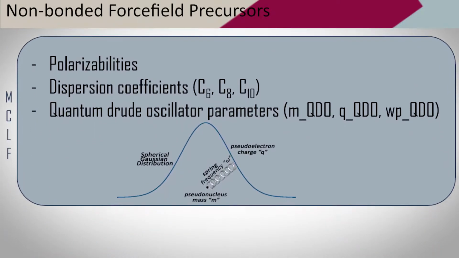Polarizabilities include non-directionally screened, fluctuating, and static-induced polarizabilities, dispersion coefficients, quantum Drude oscillator parameters, which can be modeled with a harmonic spring of frequency omega attached to a pseudo-nucleus of mass m and a pseudo-electron of charge q. The ground state of a specific quantum Drude oscillator has a specific width which is perturbed if external fields are added, allowing the calculation of polarizability.